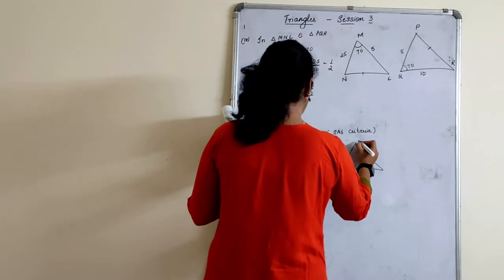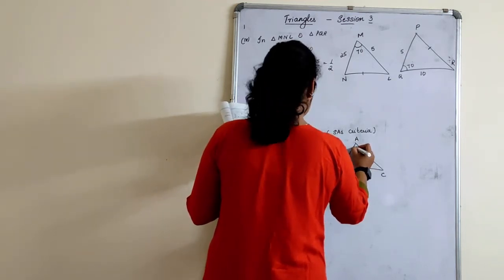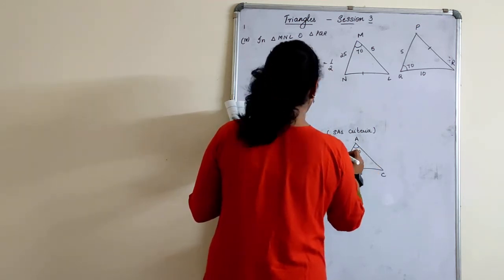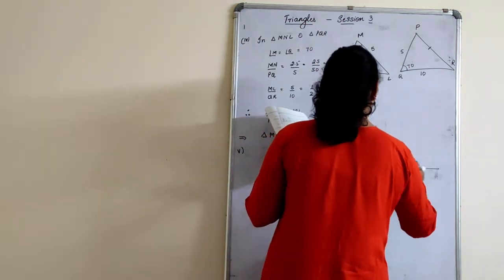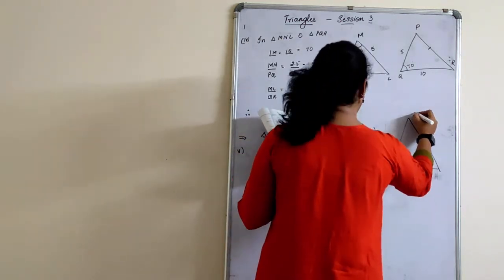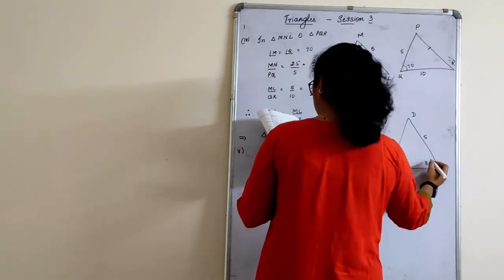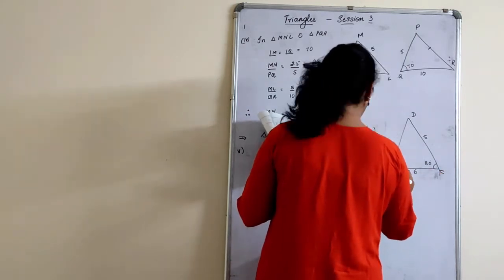The triangle given here is ABC. This is 80 degree, and this is 3 centimeter, and this is 2.5 centimeter. The next triangle given is the bigger one, D, 5 and 80 degree, it is 6. This is F, this is E.